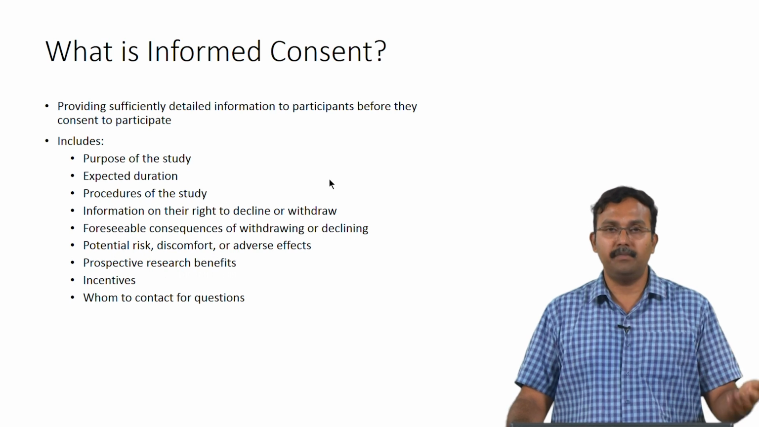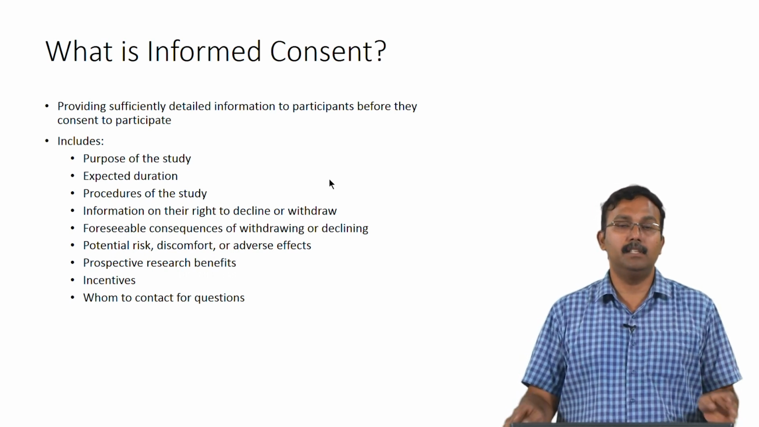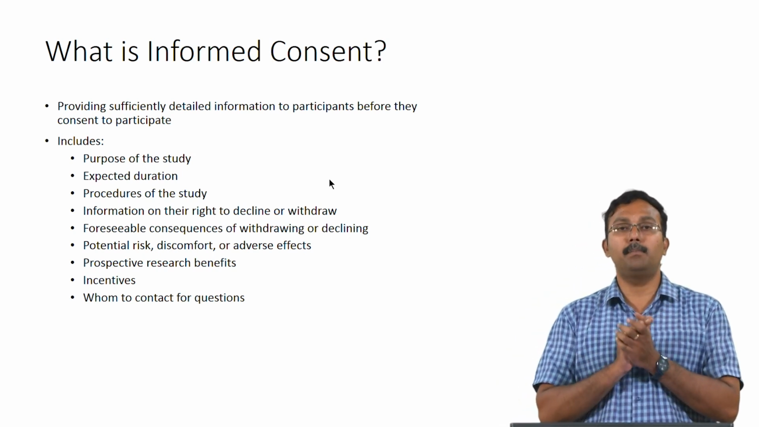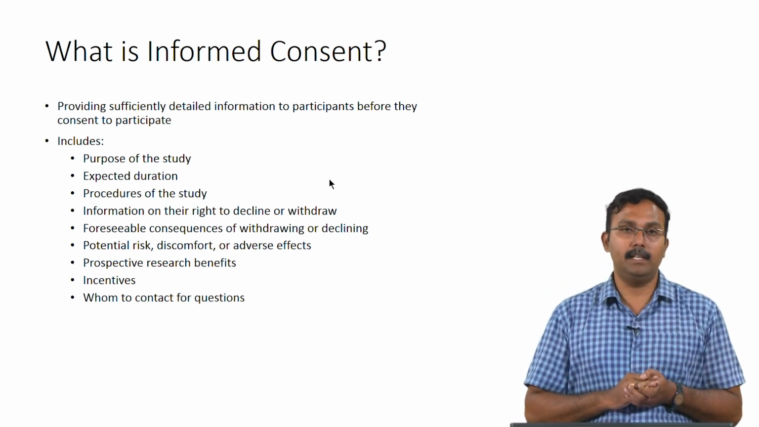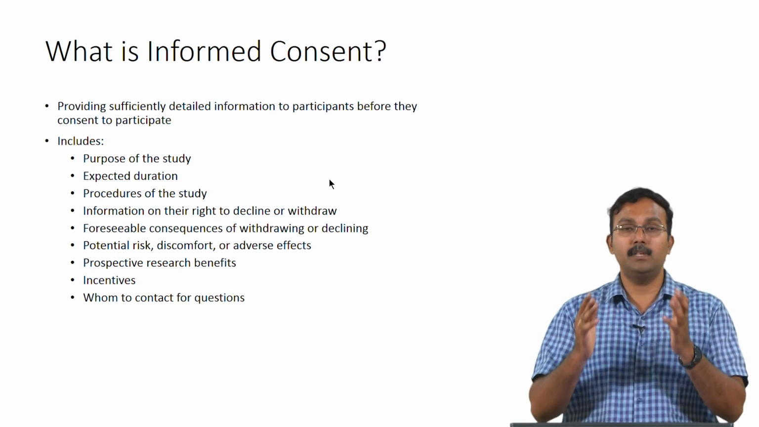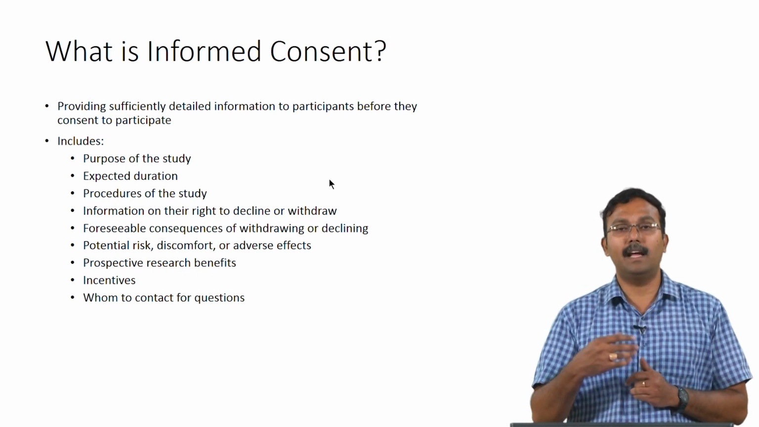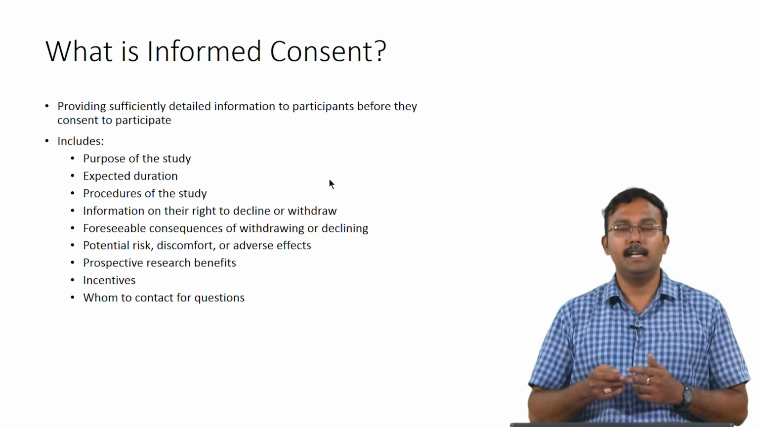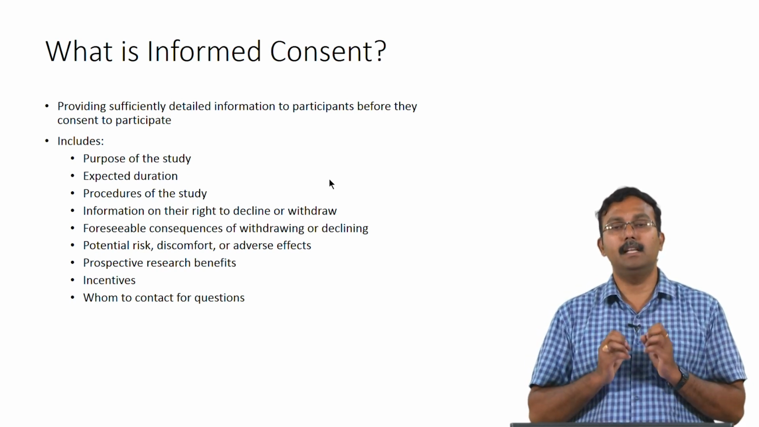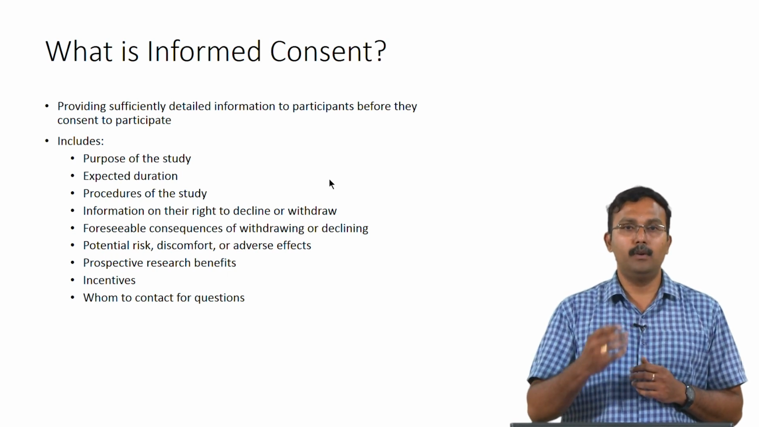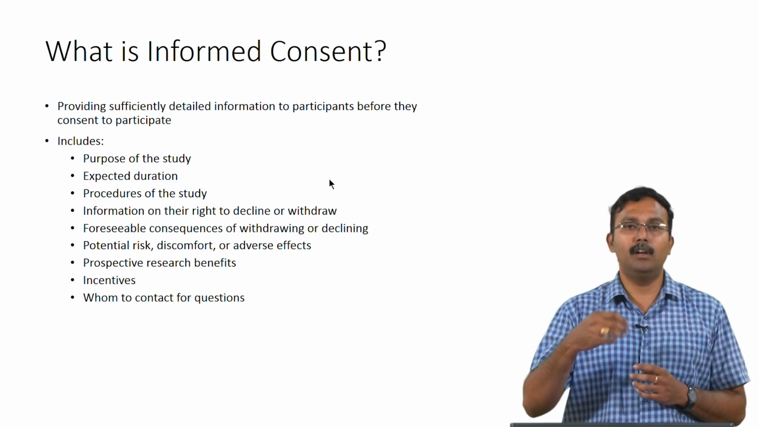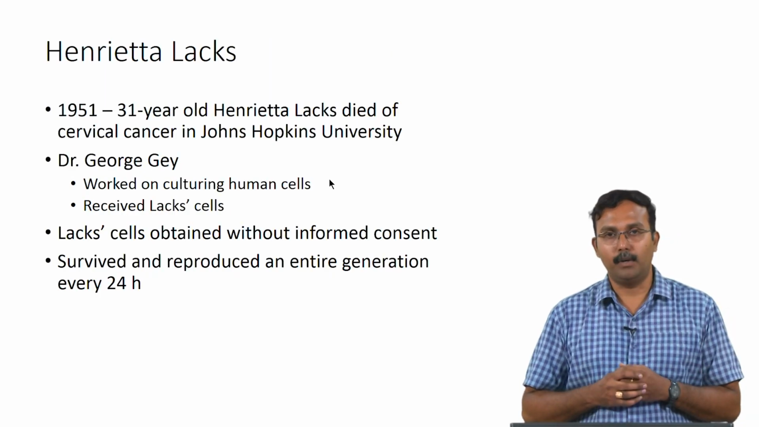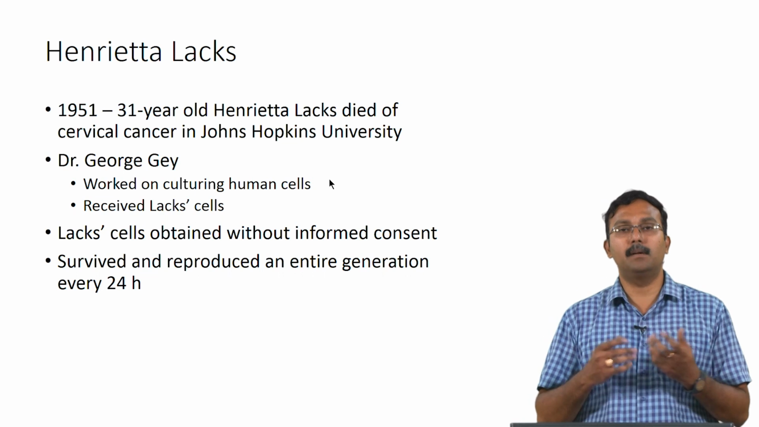So, incentives if any, and if they have any queries, who they should contact. All this information needs to be presented to the participant or the volunteer in a language that is understandable. It cannot just be some random legal document which you force them to sign. It needs to be explained to them so that they fully understand what they are doing and be involved in the decision making process. So, why is this important and why has this become an issue?